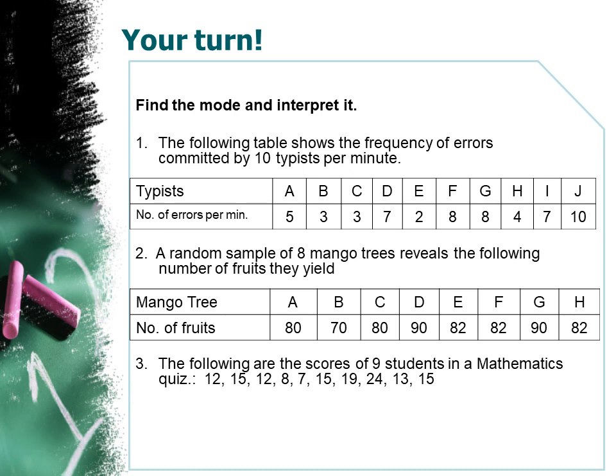For number 3, scores, we have 12, 15, 12, 8, 7, 15, 19, 24, 13, and 15. So ano yung nag-repeat ng pinakamarami? 15. We have 1, 2, and 3. So 15 is the answer.